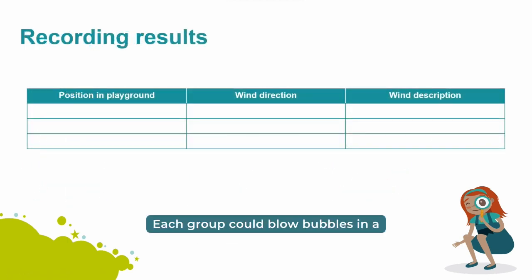Each group could blow bubbles in a different area of the playground to see if the wind is different in different locations. If they notice a difference in the direction or strength of the wind, they could think about why this might be. Encourage them to record their observations in a table such as this.